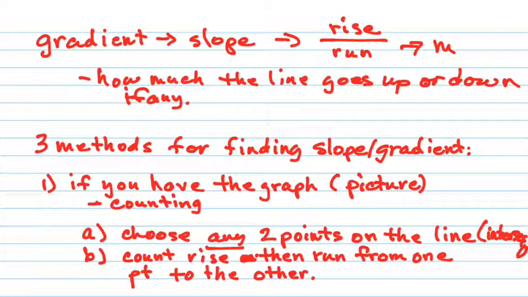So m is easier to do than write gradient, right? M is also going to be in your formula later for some of the others. So it's just easiest to use m to stand for slope. Okay? So let's look at some from your book.